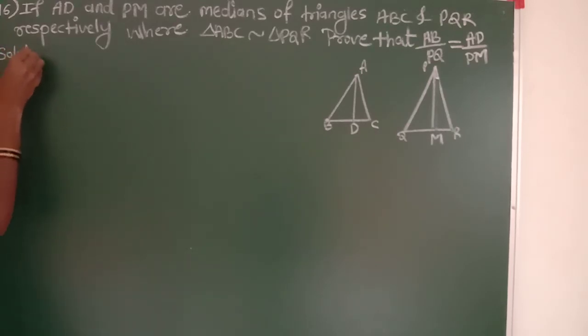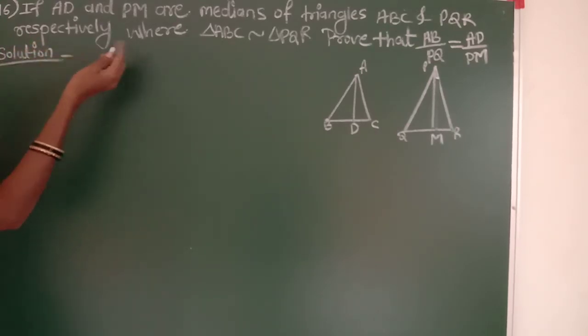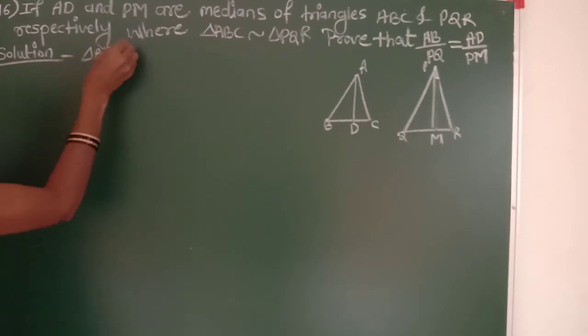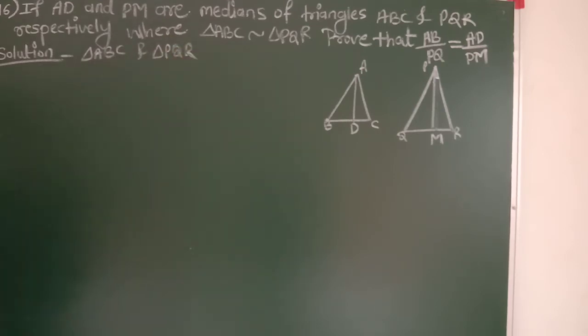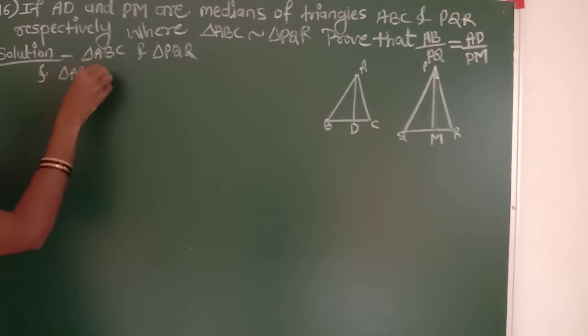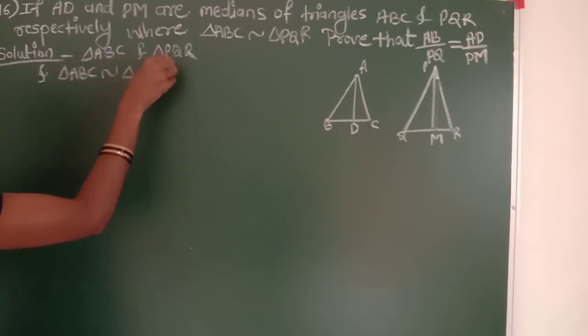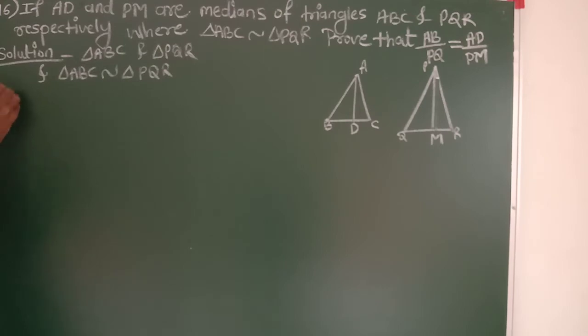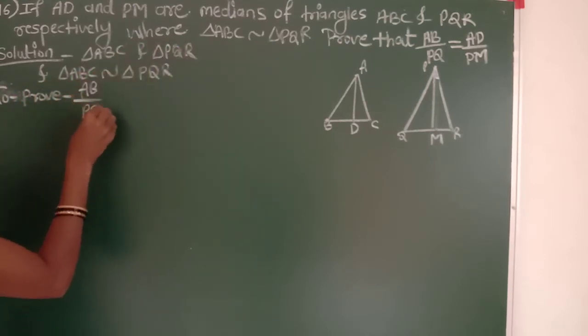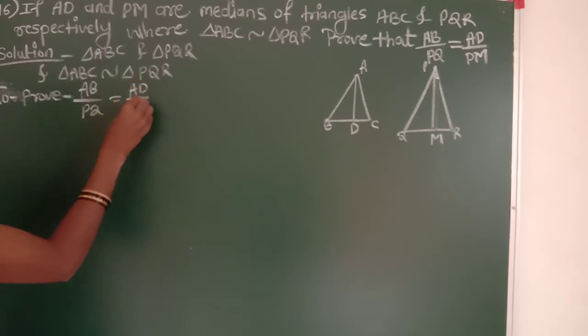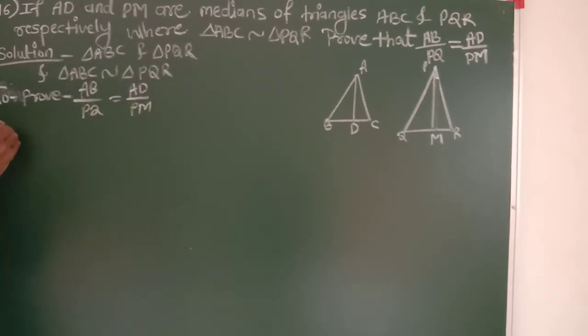Solution. First, we have to write the given. Here given we know that triangle ABC and triangle PQR, and also AD is a median and PM is a median, and also given that triangle ABC is similar to triangle PQR. To prove that AB by PQ is equal to AD by PM. Next, proof.